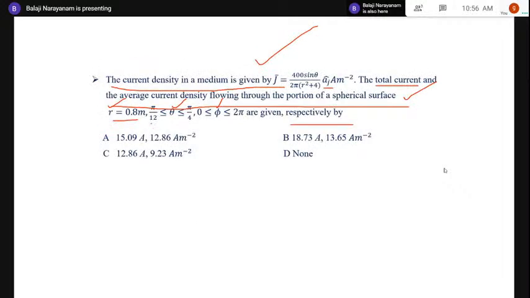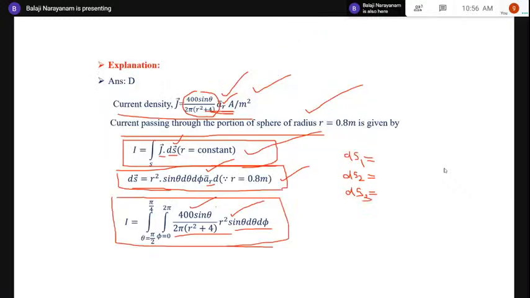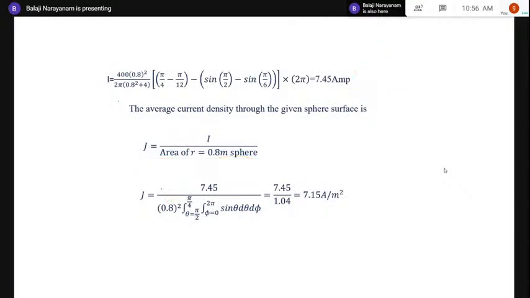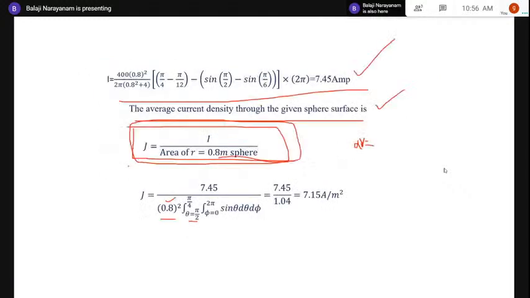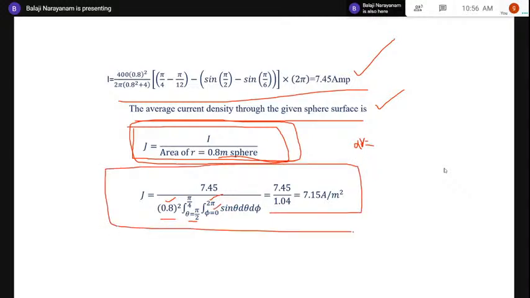Why we have taken the limits like that is because here clearly it was given for us: the radius of the spherical surface is given, the variation of theta is given, the variation of phi is given. We are taking those limits here. You observe the same limits are being repeated here, and then you may find your average current density as this value.